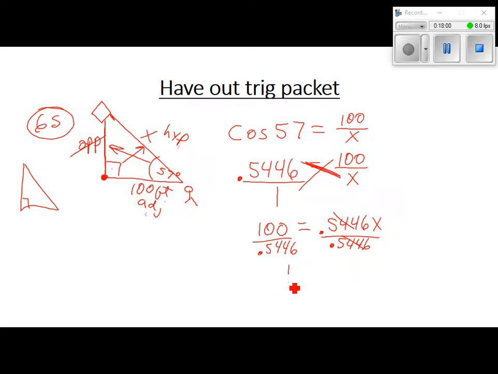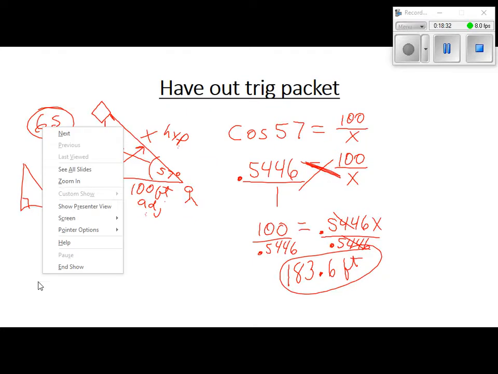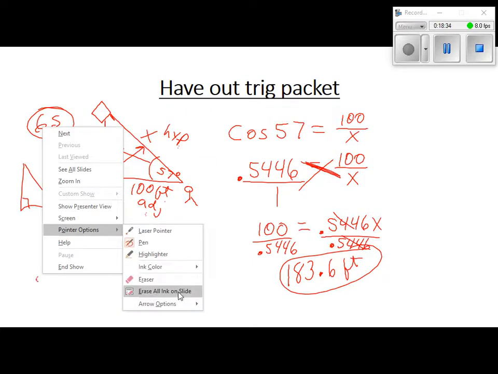183.6. Anybody else get that? What's 183.6? What is that? Explain it for the problem. The kite string. So we got 183.6 feet of string out. I have 2 feet in my house, I can't do a kite. Next question.